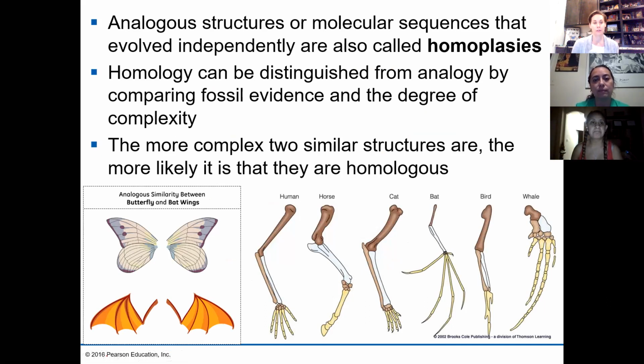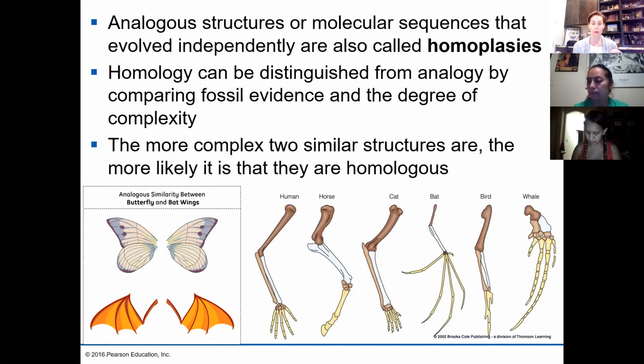A quintessential example of an analogy would be the wings of birds, bats, and butterflies, right? Butterflies have wings, but there are no bones in them. They just developed and evolved wings at some point. Bats did as well, but they're not homologous, they're analogous.